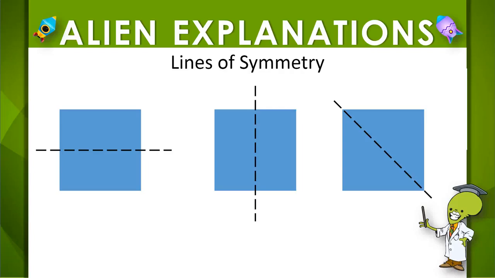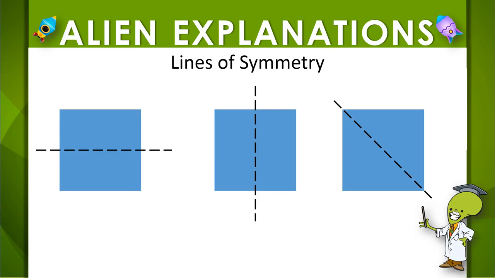Let's review what a line of symmetry is. Now, a line of symmetry is a line that if a figure could be folded in half down that line and make two congruent halves, then you have a line of symmetry. Now, some figures can have more than one line of symmetry, and some may have no lines of symmetry.